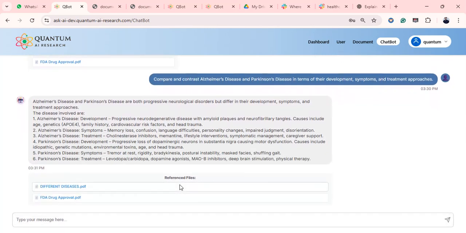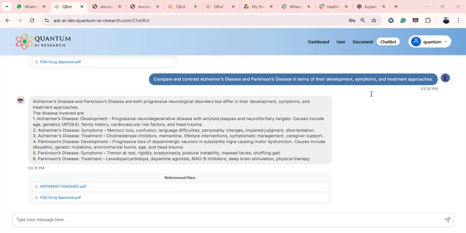So you can see here, Alzheimer's disease and Parkinson's disease are both progressive neurological disorders, but differ in development, symptoms, and treatment approaches. One by one, the pointers related with each specific disease are mentioned over there. Points 1 to 3 are related with Alzheimer's disease, and 4 to 6 are related with Parkinson's disease. This complete information is again taken from these two different documents. If your question is connected with any of the reference documents, it will give you the main two document sections at the top.